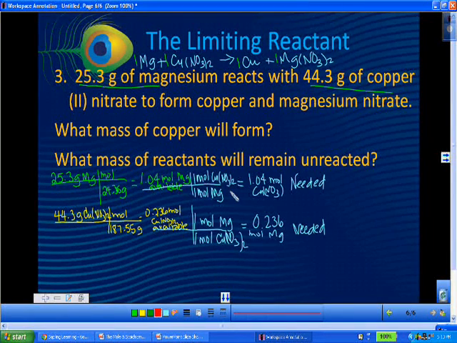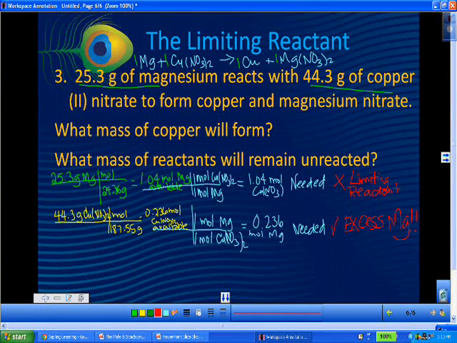Now let's evaluate this. For 1.04 moles of magnesium to react fully, I would need 1.04 moles of copper(II) nitrate, but I only have 0.236, so I don't have enough. So this is my limiting reactant. And here we see that we only need 0.236 moles of magnesium, and we have more than that. We have 1.04 moles, and so we have plenty. This is what we'll have excess of. We'll have excess magnesium.